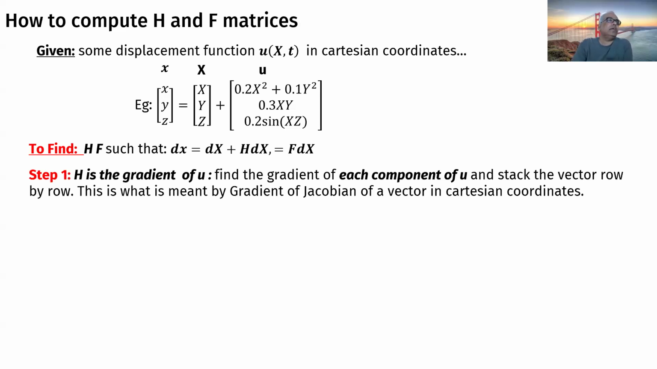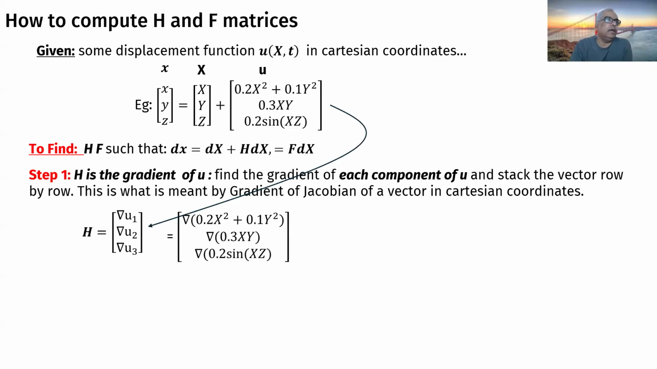So the thing to remember is h is the gradient of u. So what do I mean by the gradient of a vector? The way to do that is that we find the gradient of each component of u and stack the gradient vectors row by row. This is what we mean by gradient or Jacobian of a vector in Cartesian coordinates. So h is: first row gradient of u1, second row gradient of u2, third row gradient of u3. I'm going to substitute for u from there.